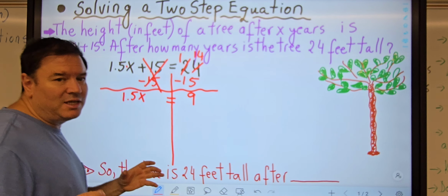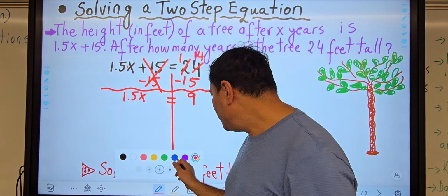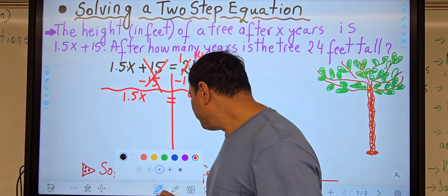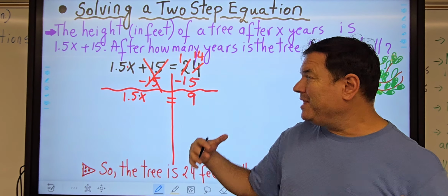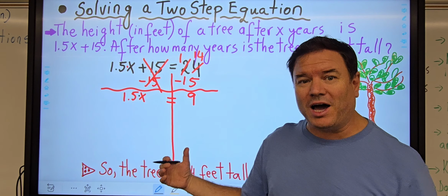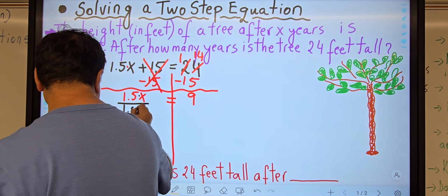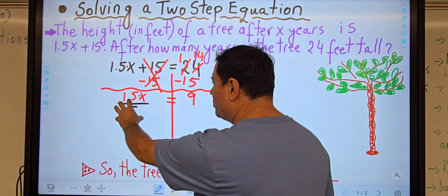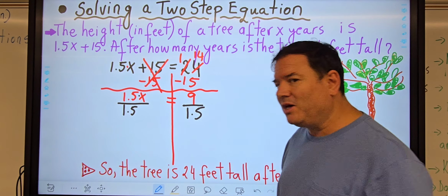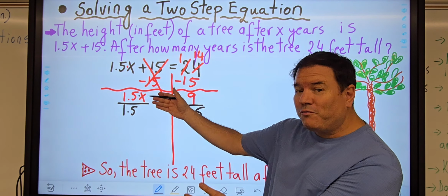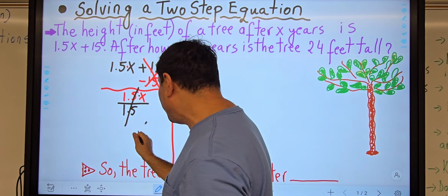And now the question is, how should we solve for x? Remember, we need to undo the multiplication by dividing both sides by 1.5 in order to cancel the 1.5. Whatever we do to one side, we have to do to the other side of the equation. Now 1.5 divided by 1.5 simplifies out, so it becomes just 1x.